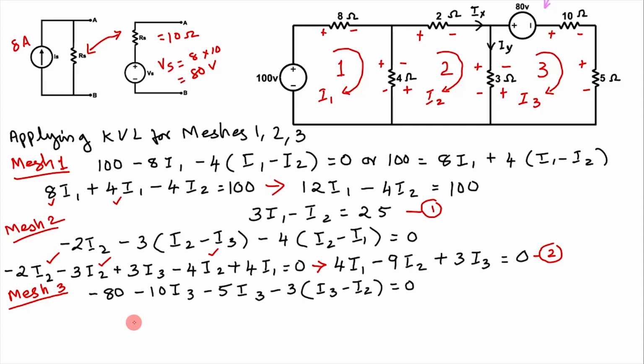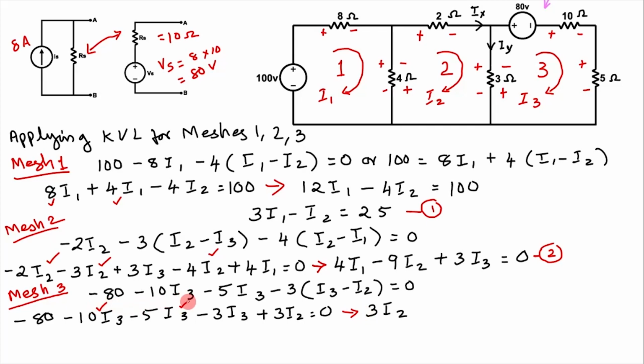Expanding and simplifying, we will get minus 80 minus 10 I3 minus 5 I3 minus 3 I3 plus 3 I2 is equal to 0. This can be written as 3 I2, then this minus 10 I3, minus 5 I3 and minus 3 I3 can be added. So it becomes minus 18 I3, and we can bring this minus 80 to the right hand side and it becomes 80, which is equation number 3.